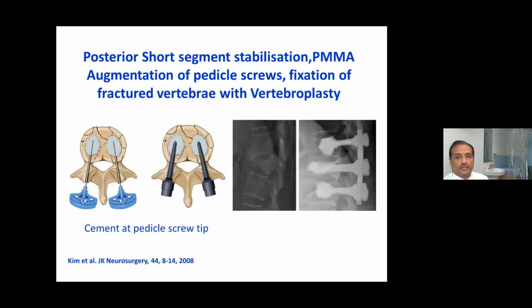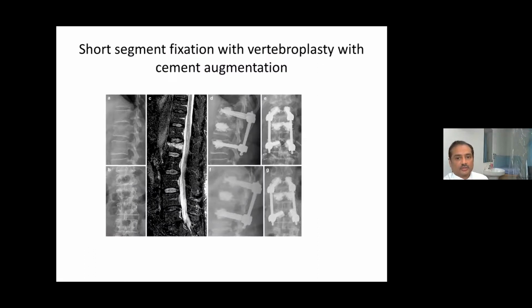So this is one of the patients I got from the literature: a short segment fixation with augmented screws and fixation of the fractured vertebra with vertebroplasty. This basically greatly improves the construct and avoids a long segment fixation. And this may be the way to go, especially in patients who have a high risk, so that it shortens the time of surgery. So this is another patient, a short segment fixation with cement augmentation.